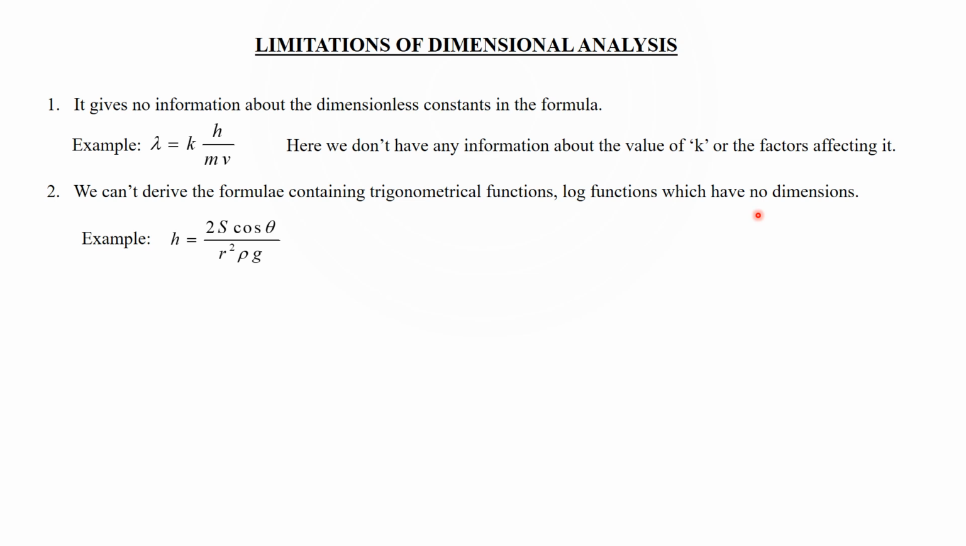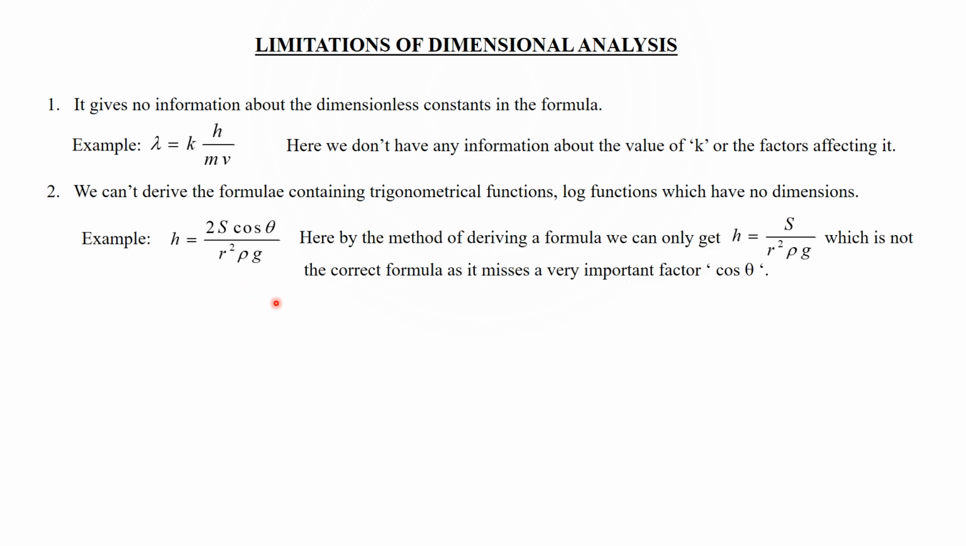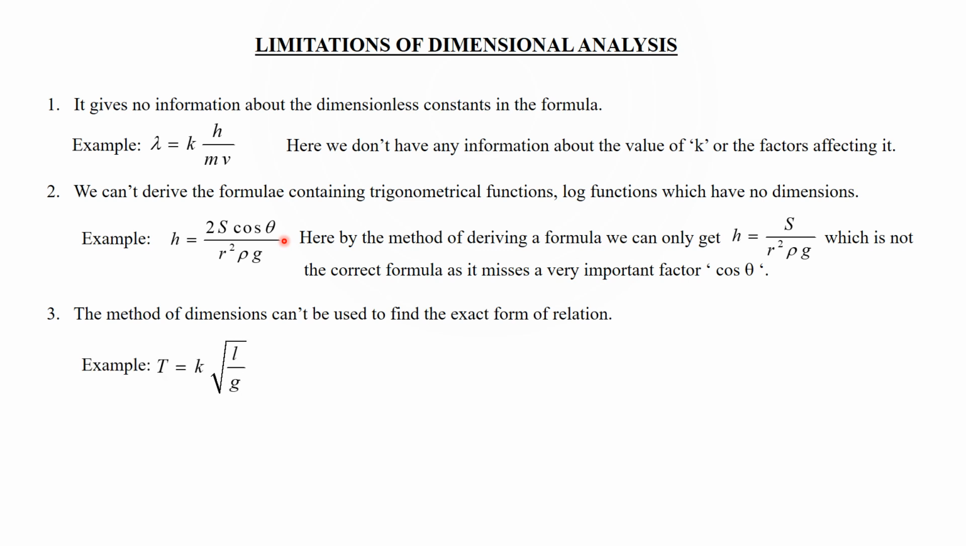So let's see this example. In this, if I try to derive this with the help of dimensional analysis, I will get this. H is equal to S upon R square rho G. Is it the correct formula? No, because it is missing a very important factor, which is cos theta. Okay, let's see the third limitation. The method of dimension can't be used to find the exact form of relation. Let's take this example.